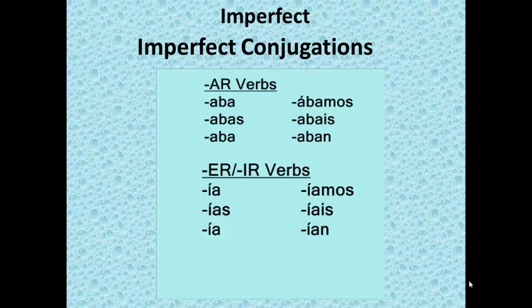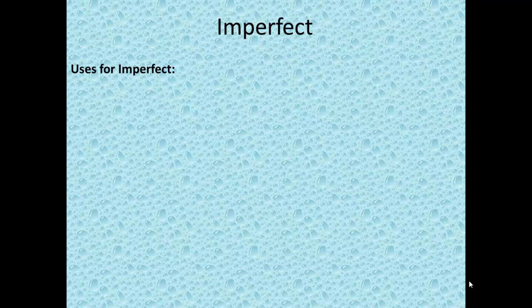Okay, so let's go over now the imperfect, reviewing the conjugations. We know for AR verbs, aba, abas, aba, ábamos, abais, aban. And then we go to the ER, IR verbs, which are ía, ías, ía, íamos, íais, ían, all with accent marks over those guys. So up in the AR, the only accent is over the nosotros. Okay. So let's look at our uses for the imperfect.